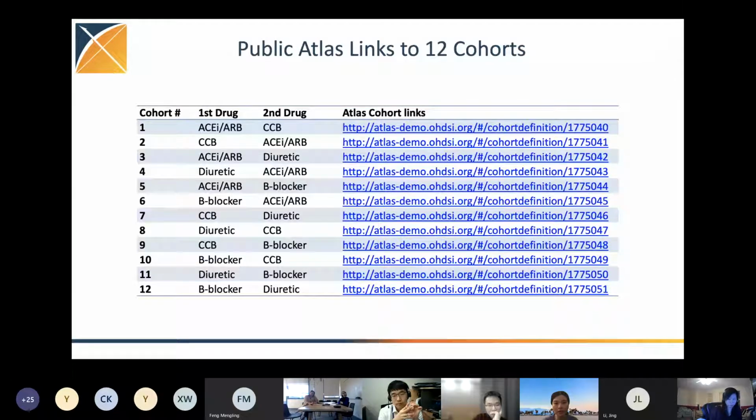So we used ATLAS to develop the cohort definitions based on the open science principle of LEGEND. We post all these ATLAS cohort links online, and everyone can check them to see how we define these cohorts.